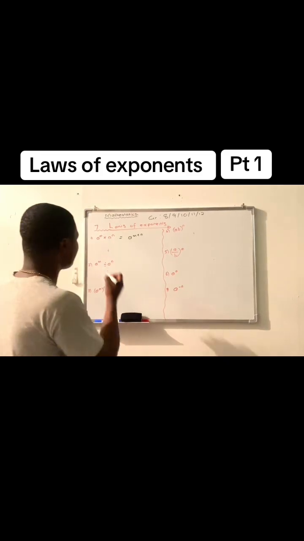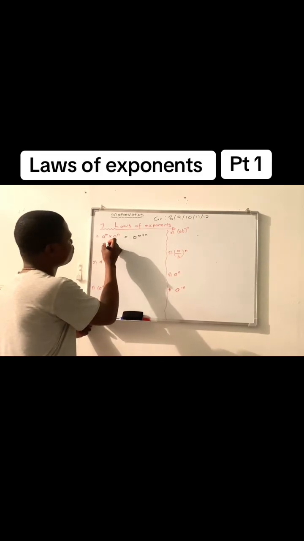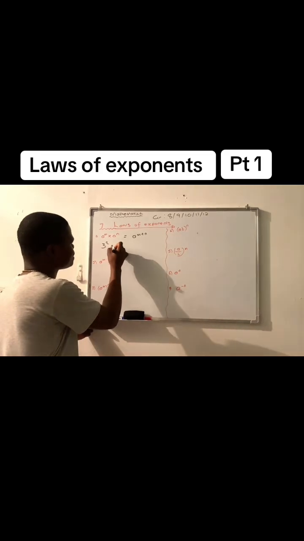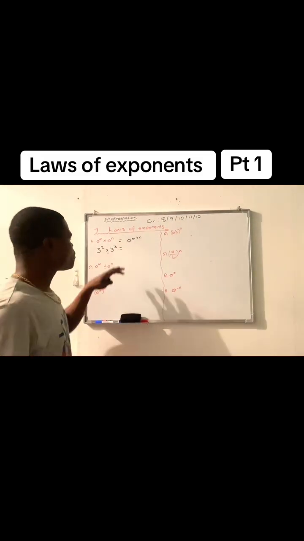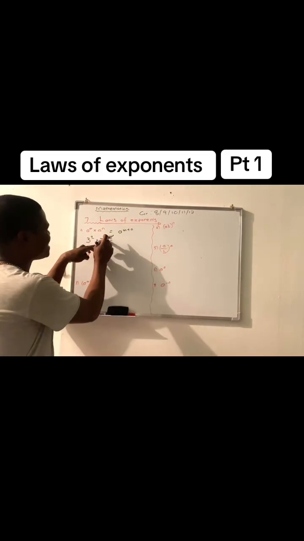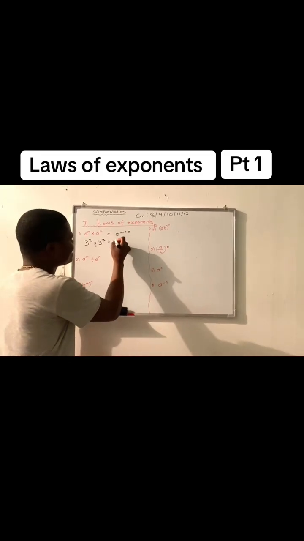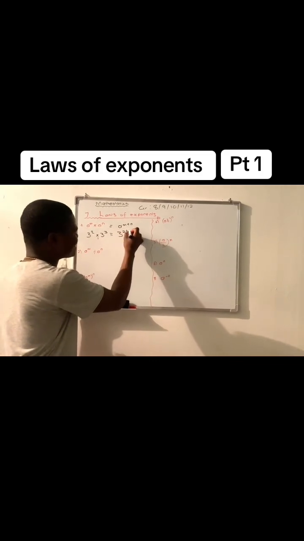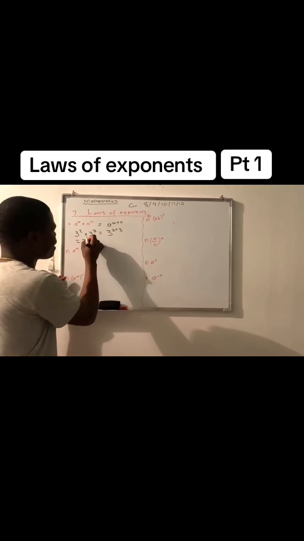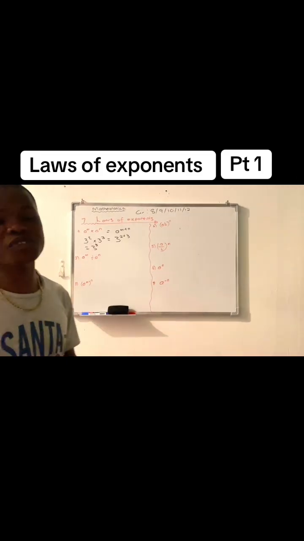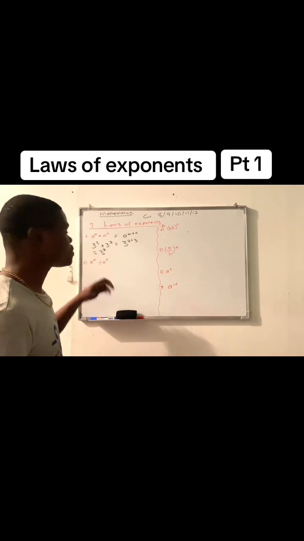So a typical example, let me just make up my own numbers: 3 to the power of 2 times 3 to the power of 3. The easiest way of solving this is to just add the exponents. Why? Because my bases are the same. So your answer will be 3 to the power of 2 plus 3, which is equal to 3 to the power of 5. And then you just put this in your calculator if they want you to simplify it further to the simplest form.